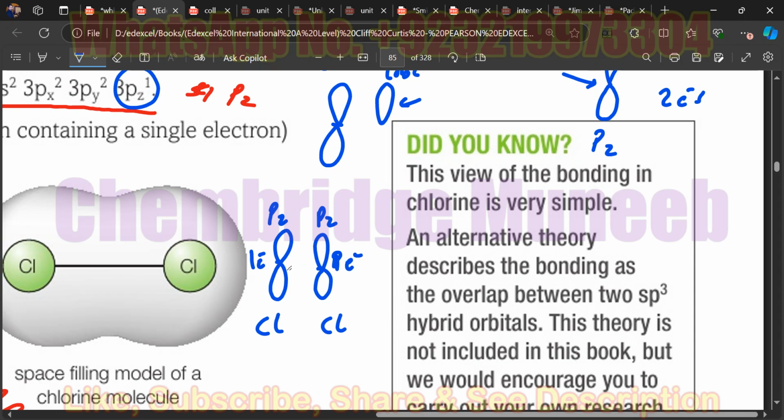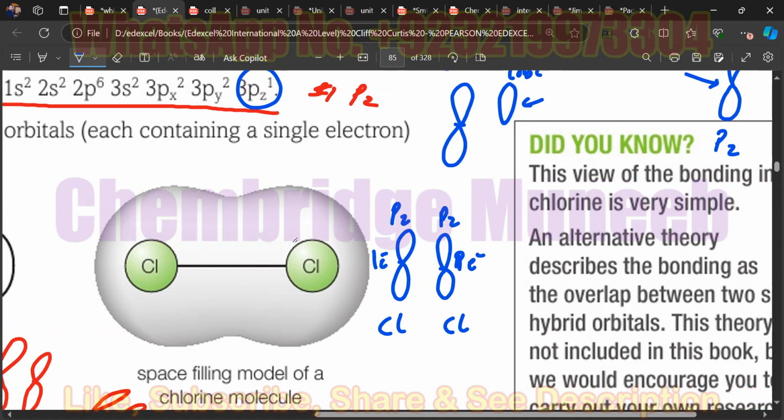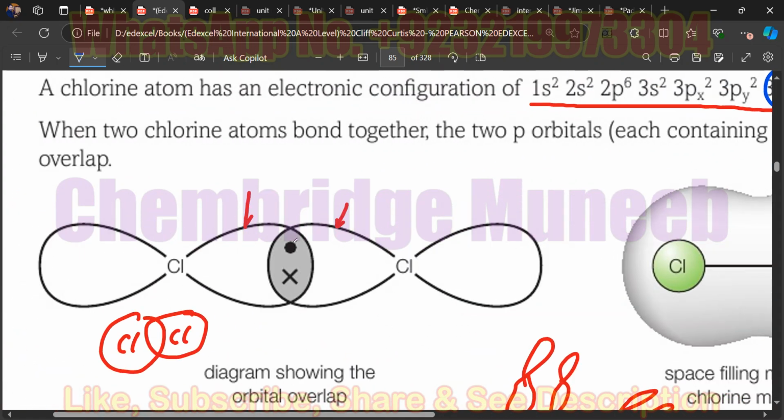Now, as we know, the pi bond is only possible when they are showing the sideways overlapping. One thing more to be clear here: the chlorine will not show pi bond. Pi bond is not possible in the chlorine molecule. Why is it so?